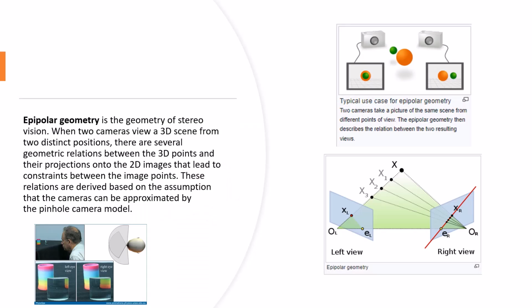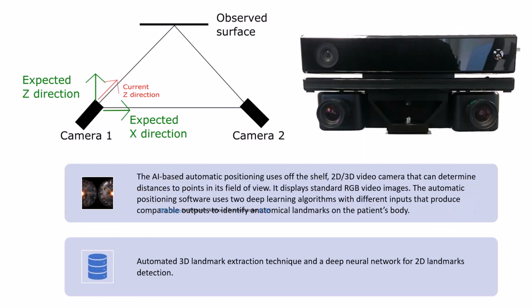When two cameras view a 3D scene from two distinct positions, there are several geometric relationships between the 3D points and their projections onto the 2D images. Before you run away, we're going to break that down into simple terms so you'll be able to see how the new modern 2023 auto-positioning actually works.